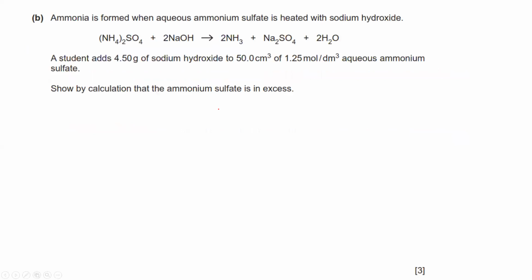Okay, so moving ahead, in part B, it says ammonia is formed when aqueous ammonium sulfate is heated with sodium hydroxide. The student adds 4.5 grams of sodium hydroxide to 50 centimeter cube of 1.25 mole per decimeter cube of aqueous ammonium sulfate. Show by calculation that ammonium sulfate is in excess.